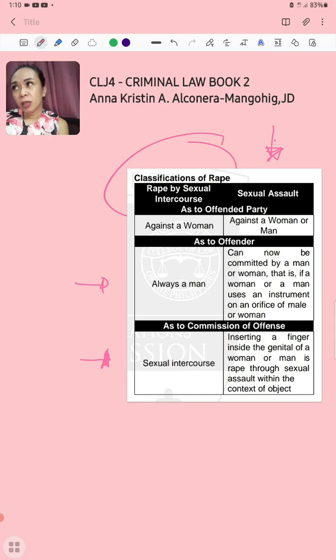Hindi natin pwedeng sabihin na hindi naman siya rape kasi hindi ko naman pinasok yung ari. Hindi siya ganon, no? Even if you use an object or even if you use your finger, yun ang in-insert dun sa organ ng babae or even sa lalaki, no? For example, sa anus, rape by sexual assault siya. No, there is still rape.